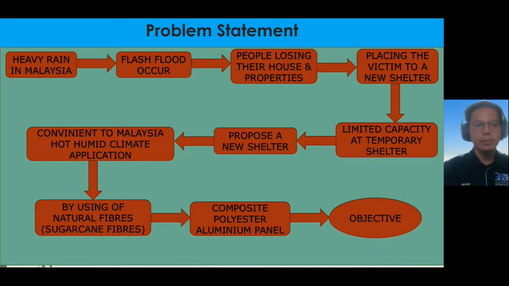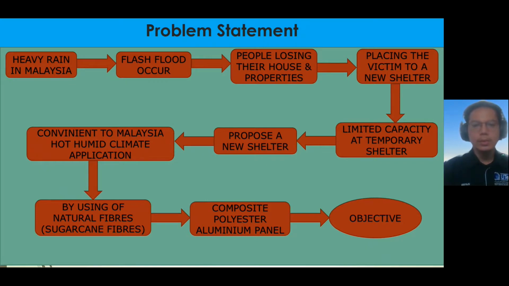Okay, this is a problem statement. From the problem statement, in Malaysia, we have heavy rain and it will cause flash floods. People will lose their house and property. Then we have to place the victims in a new shelter. In that particular area, there is limited capacity at the temporary shelter.